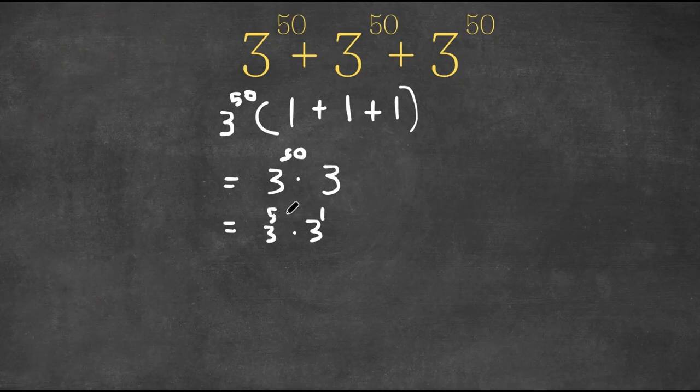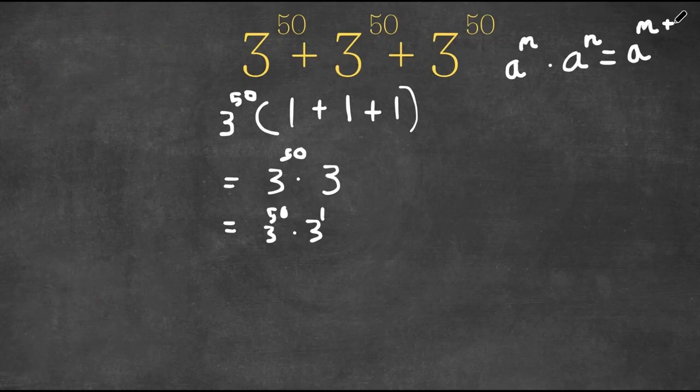And whenever we're multiplying exponents with the same bases, which in this case is 3, if we have something in the form a to the power of m times a to the power of n, we actually just keep the base the same, so a, and we add the exponents, so m plus n. So we have a to the power of m plus n.